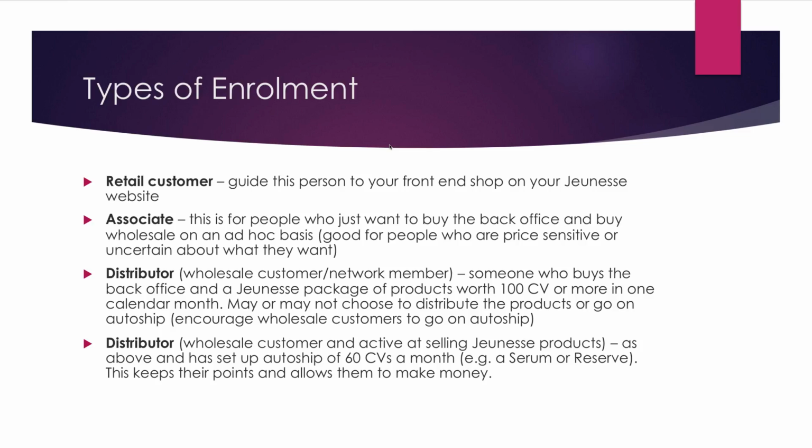The next category is a distributor. So it's really wholesale customers and network members. It's someone who buys the back office, a Jeunesse package of products worth 100 CV or more in one calendar month. And this person may or may not choose to distribute the products or go on to AutoShip.